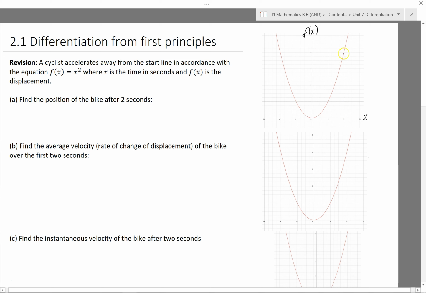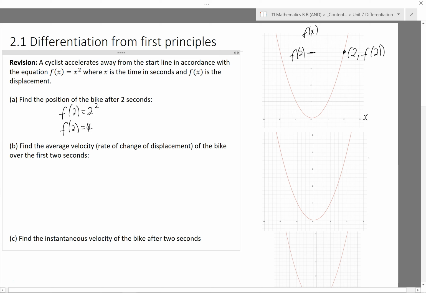But I know that this point is going to be 2 and the function value at 2. So I know this height here is the function value at 2. So I can substitute that into my formula, and I'll see that after 2 seconds, the bike is 4 meters away.